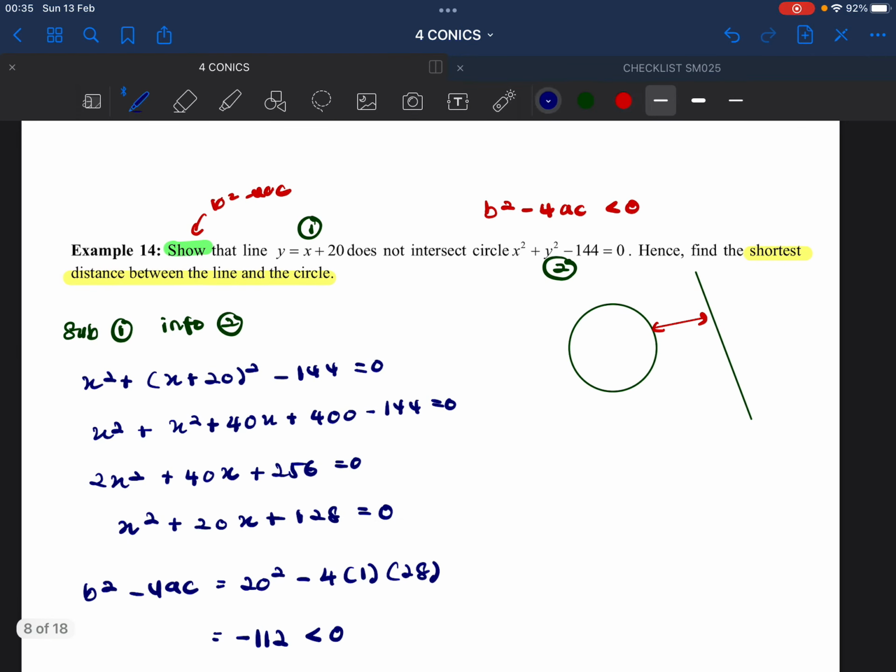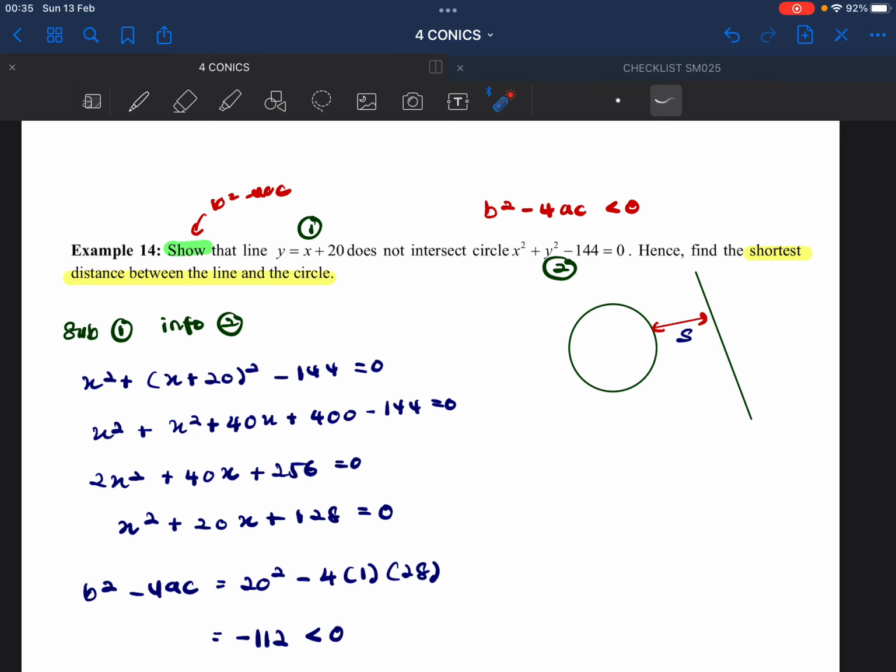So what is our S? Do we know the radius of the circle here? Okay, so to find S, we need the D and we need the R. Okay, because we have to minus those two things. So do we have the radius here?